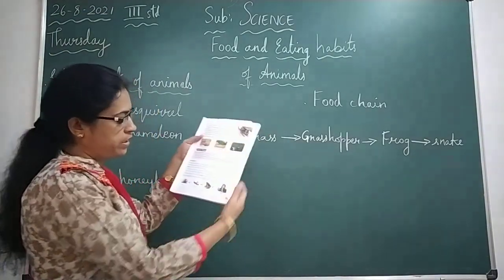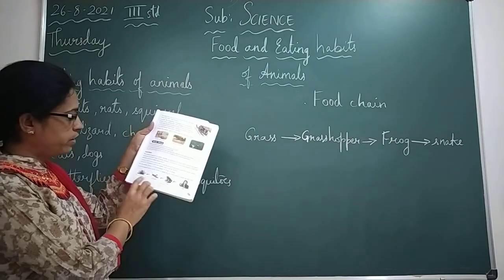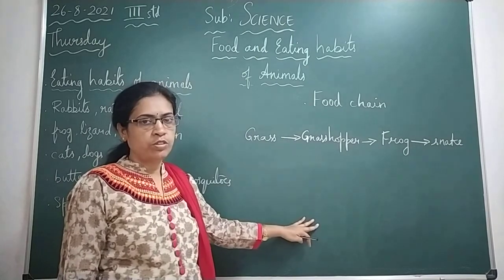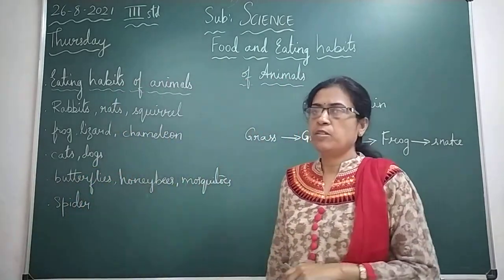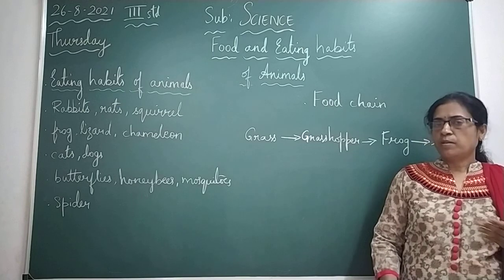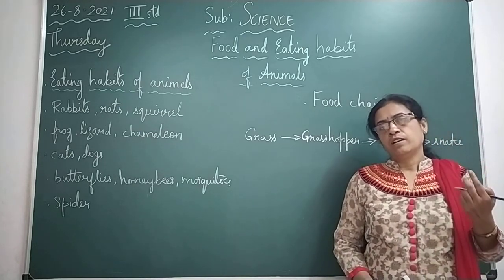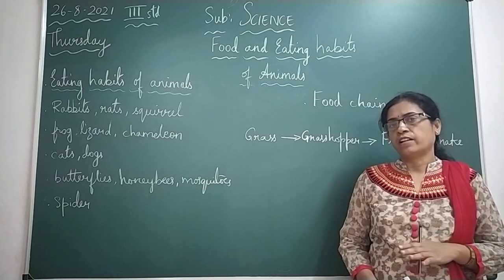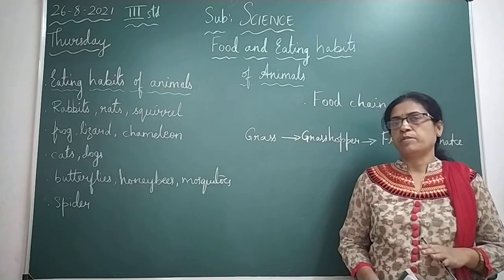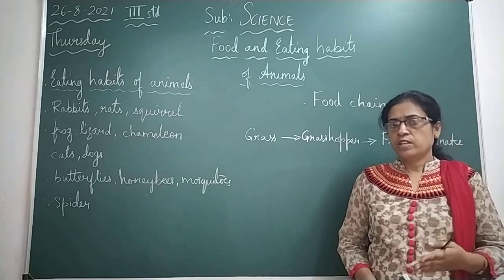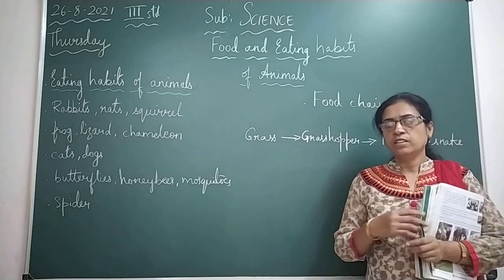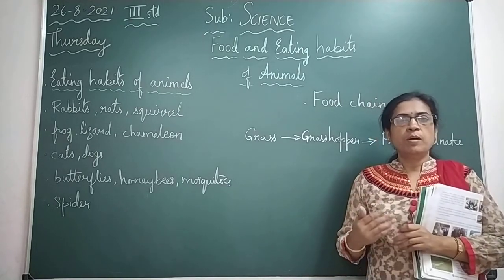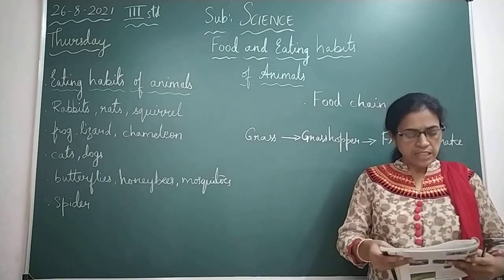So just open your textbook and see page number 33. You can see the picture here. All animals depend on plants for their food. Is it true, children? All animals depend on plants directly or indirectly. Some animals eat plants, some eat plant eating animals. So we can say animals depend on plants directly or indirectly, because some animals eat plant eating animals, like wild animals eat deer, sheep or cow, etc. So like this, even they are also dependent on plants. We can say that.